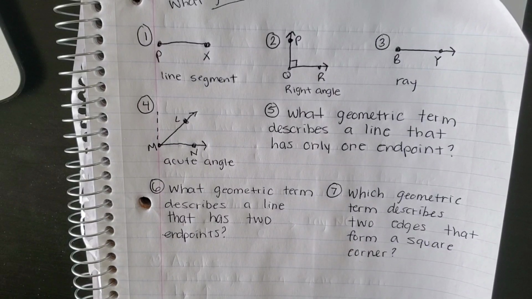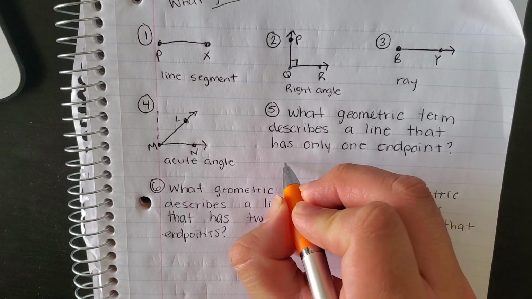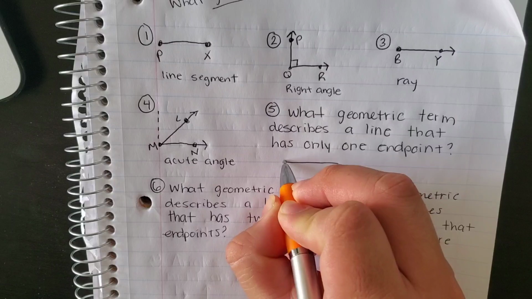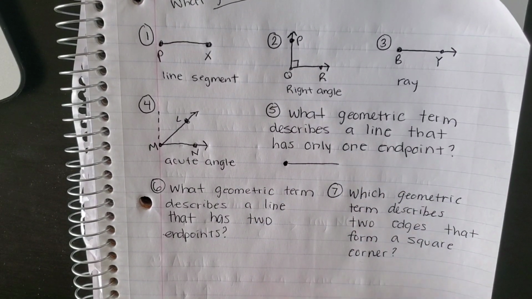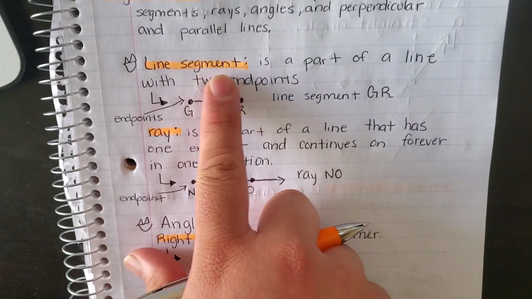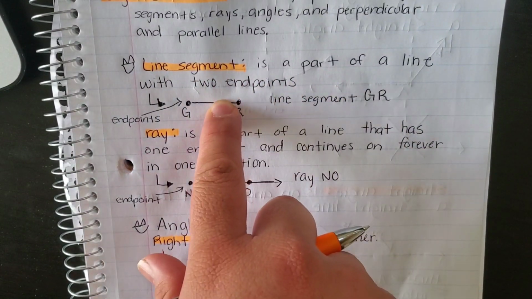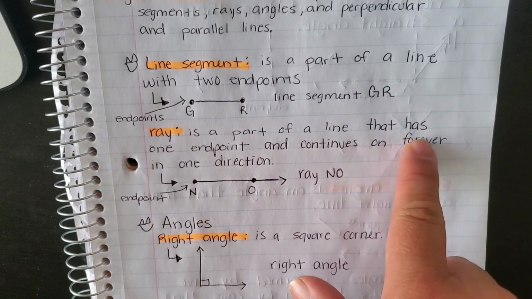Okay, number 5. What geometric term describes a line that has only one endpoint? So draw it. It's a line that has only one endpoint. Let's go see. Maybe we go back to our notes and look at the ones with lines. This one's a line segment. It's a part of a line with two endpoints. So no, it can't be a line segment. It's part of a line that has one endpoint and continues on forever.